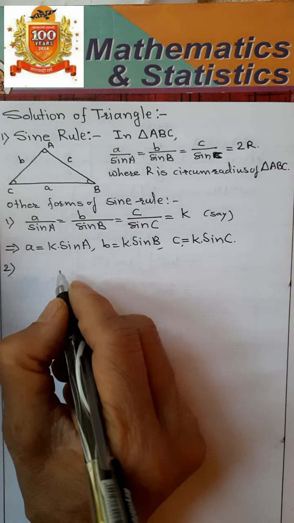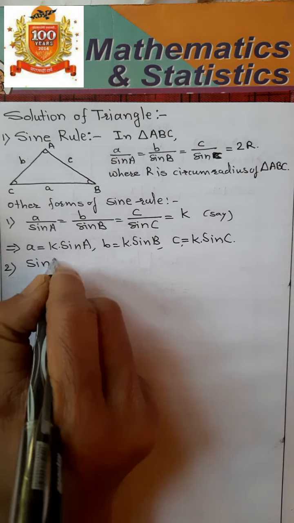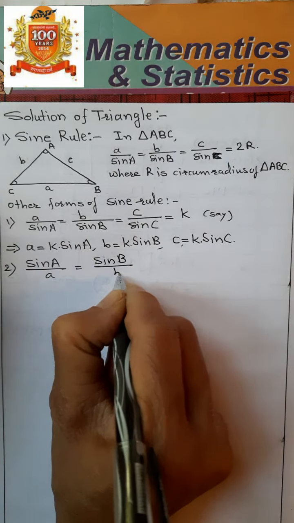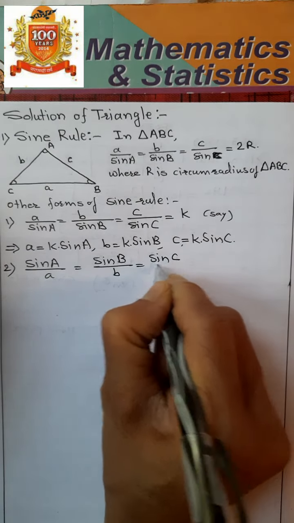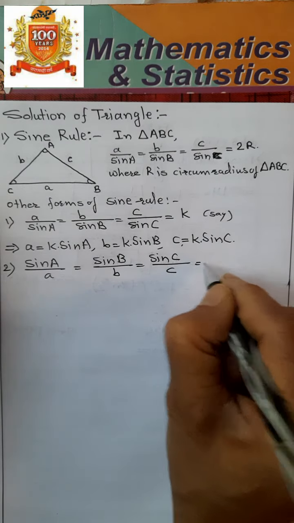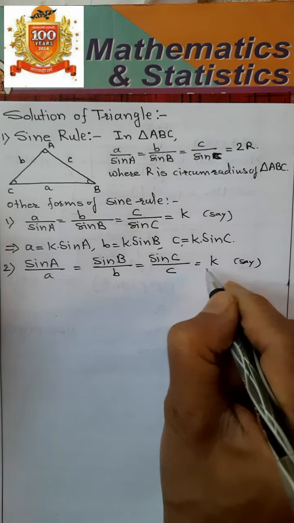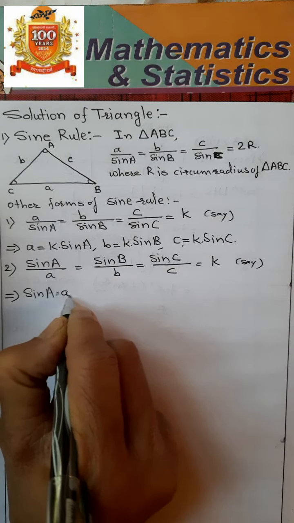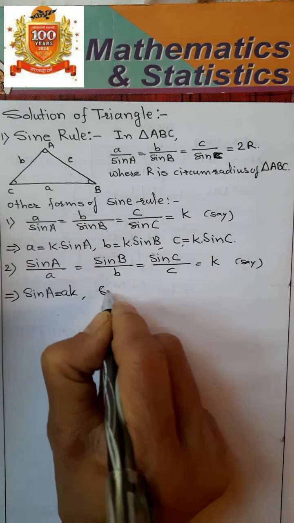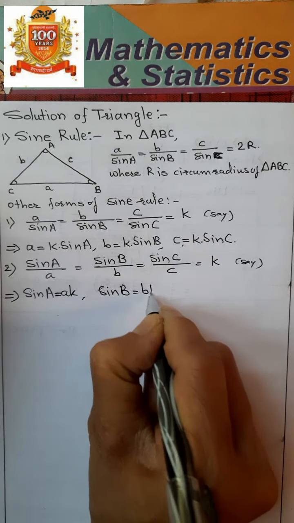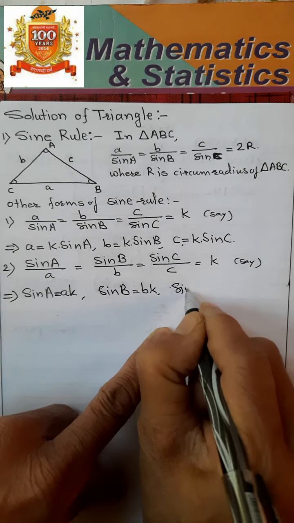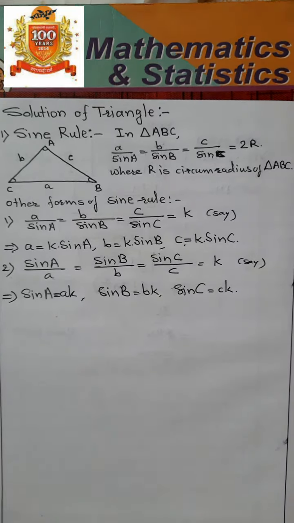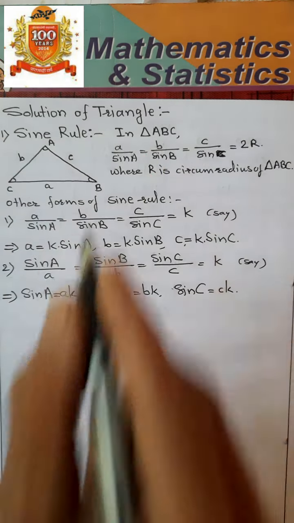Second form of sine rule is sine A upon a is equal to sine B upon b is equal to sine C upon c is equal to constant K. From this we can write sine A is equal to aK, sine B is equal to bK, and sine C is equal to cK. In this way also we can express sine rule.